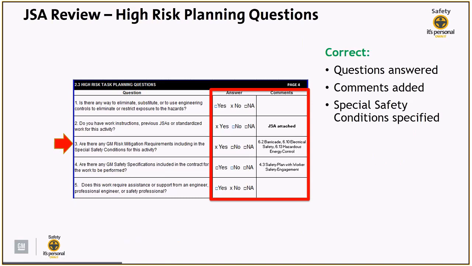This is another example we're looking at here where they answered it correctly. As you can see, this is on one of our older forms, but you have it answered correctly for question 3 as far as the risk mitigation requirements.